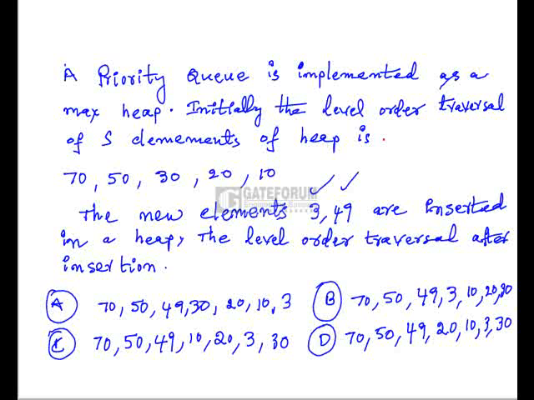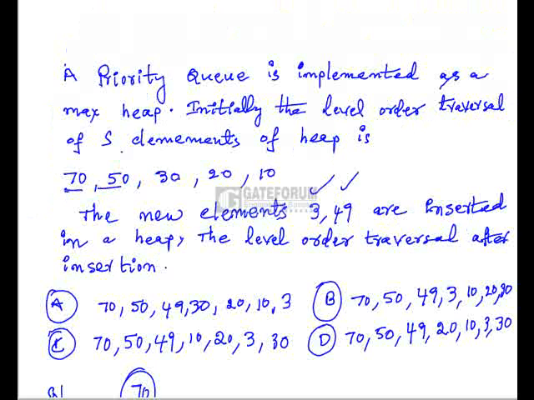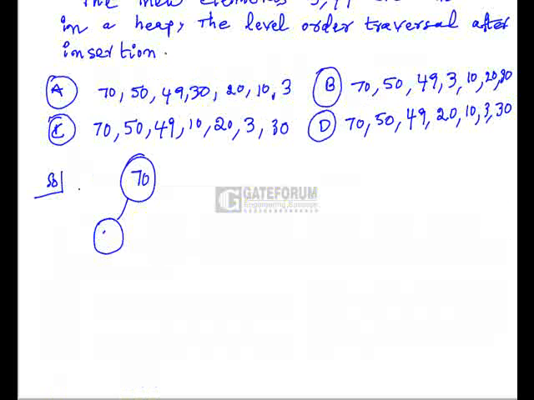The level order traversal after the insertion. We need to find out the level order traversal after the insertion. So first of all, let us do it with a heap. What are the elements initially? Max heap means the root node should always be the highest. So 70, next 50, because the given order is 70, 50, 30, 20 and 10. Next 50 we will insert here, because we will complete this.